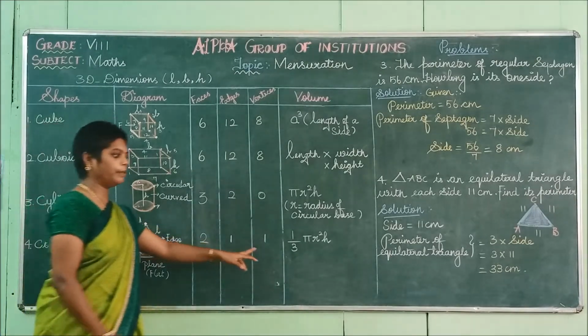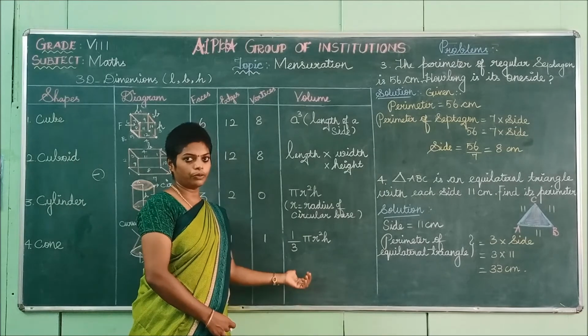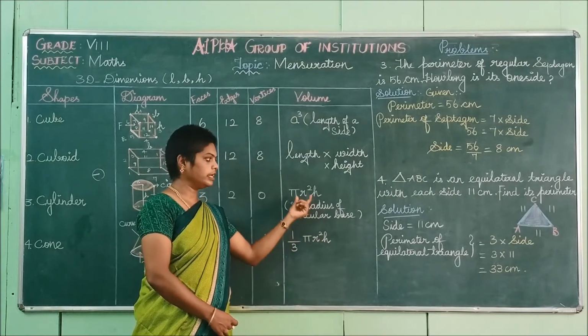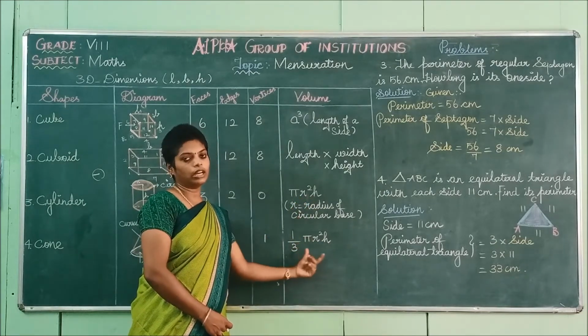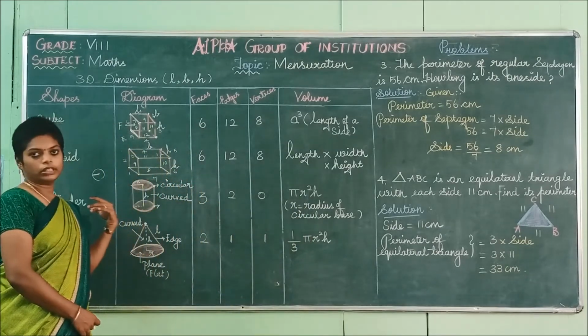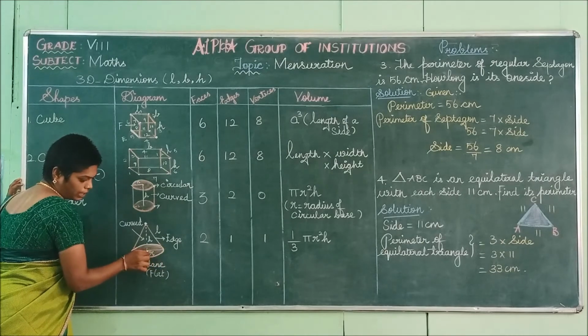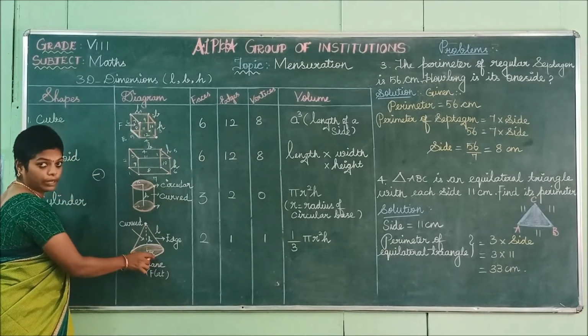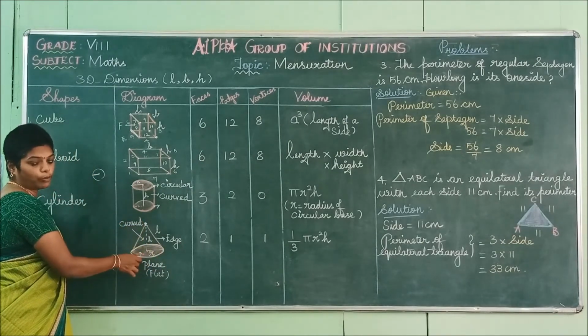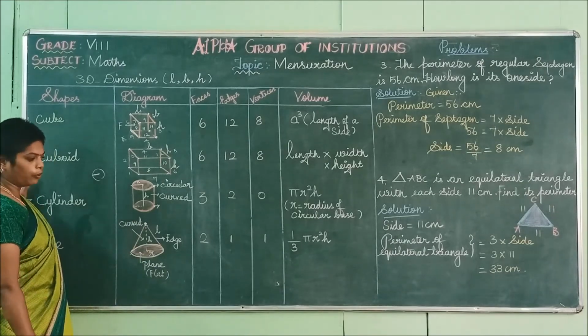Which is nothing but the volume of a cone is 1/3 of a cylinder. The cylinder is pi r square h, and 1/3 of the cylinder is nothing but the cone. Here, from the center point to the edge point is called the radius. From top to bottom is the height of the cone.